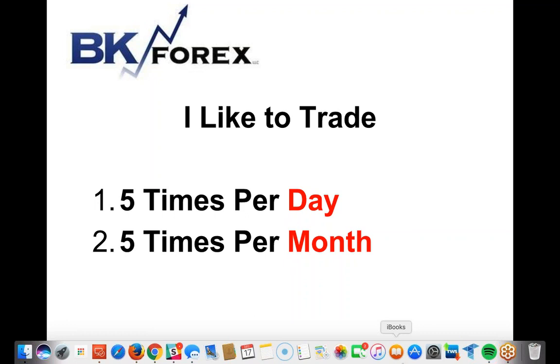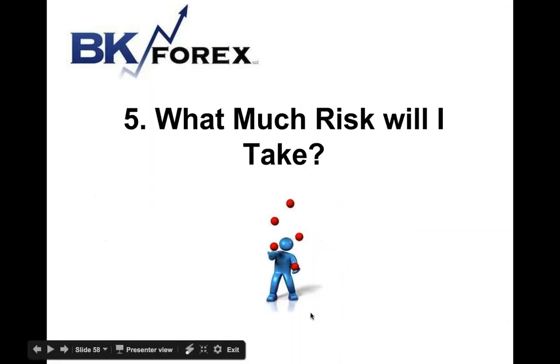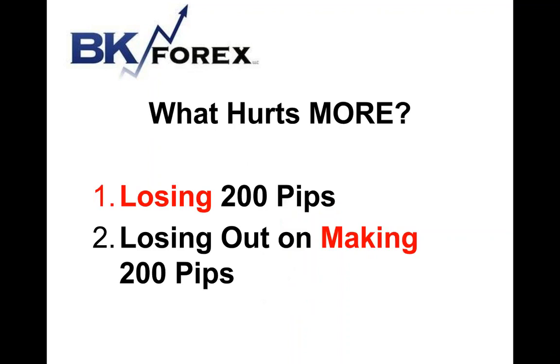That's the single most important thing. Everything else is going to be secondary to how you structure your risk, depending on these two factors, right? And then the other thing that you want to ask yourself is, what hurts you more? What kind of a person are you? Are you a person who hates losing out on making 200 pips? Or you're a person who hates actually losing 200 pips, right?